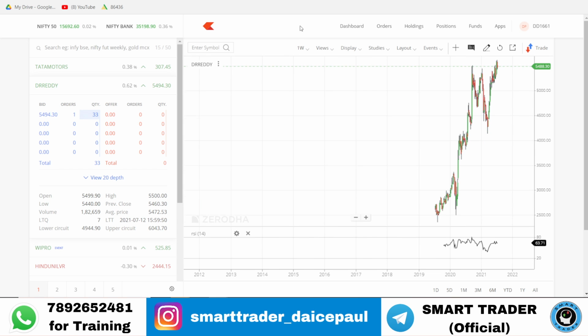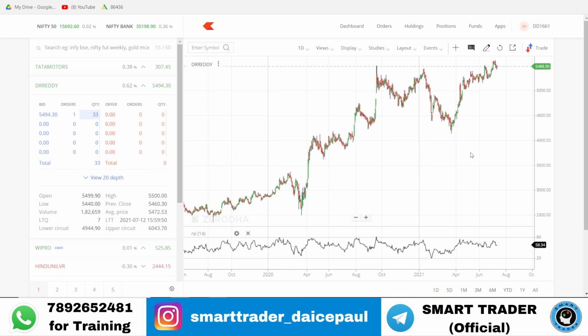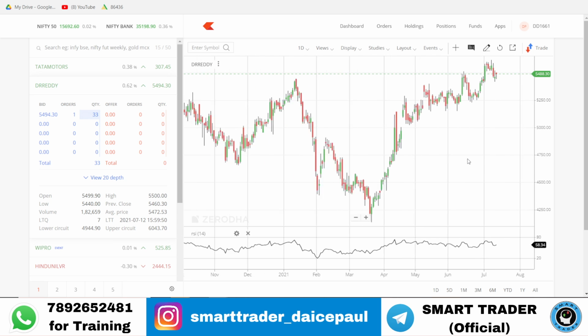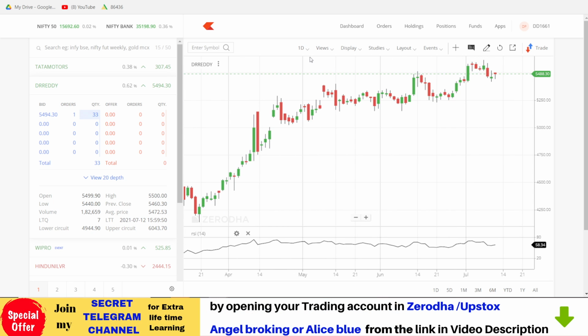If you are an investor, or someone who can hold for a longer time, you may look at 1 week or 1 day basically, and go for some breakouts and basically price action you will do with these setups. Apart from that, this view is basically you can save your view.